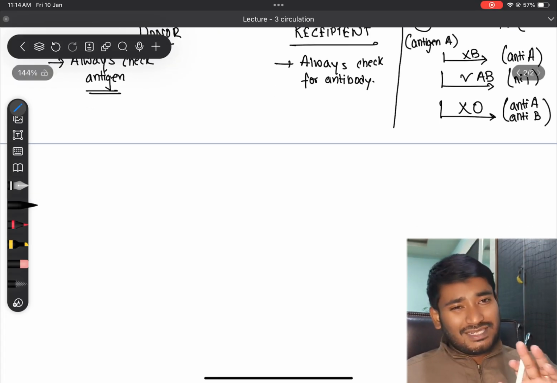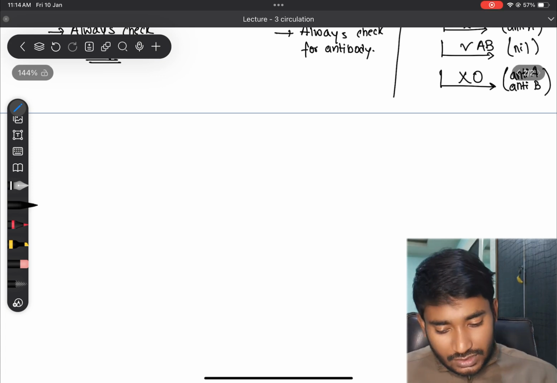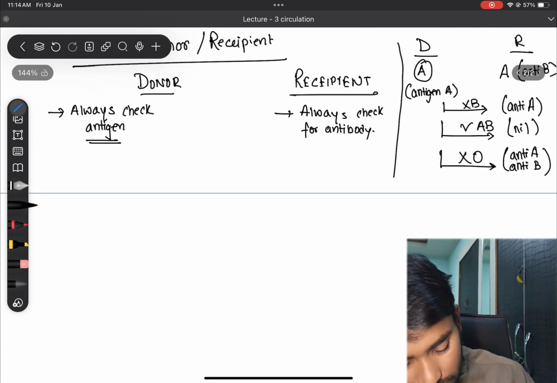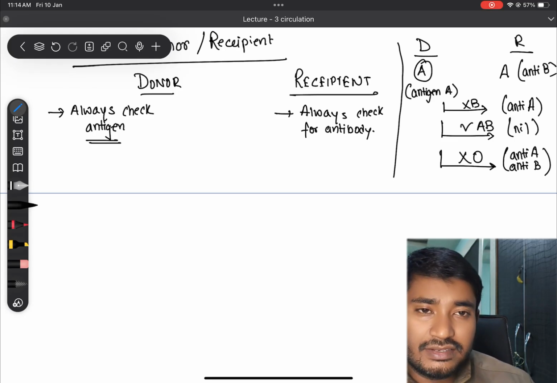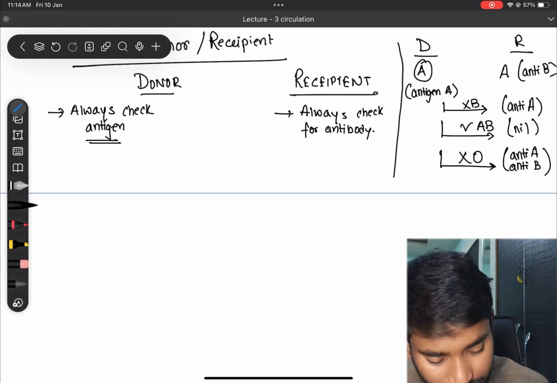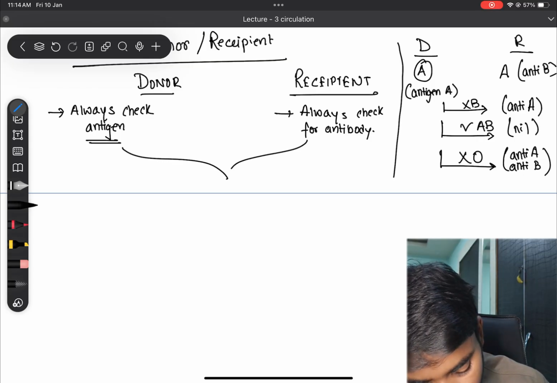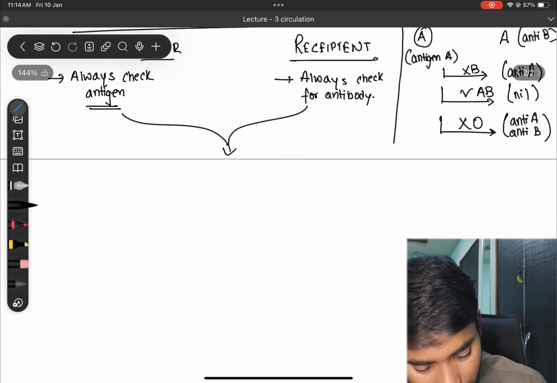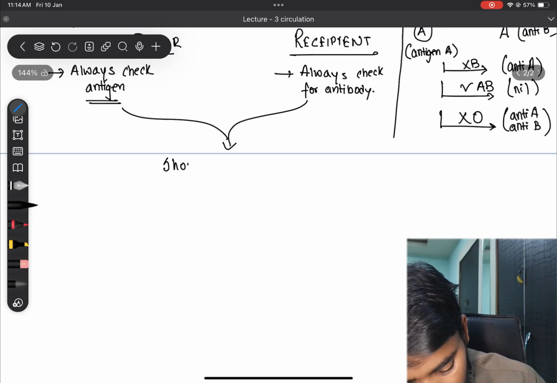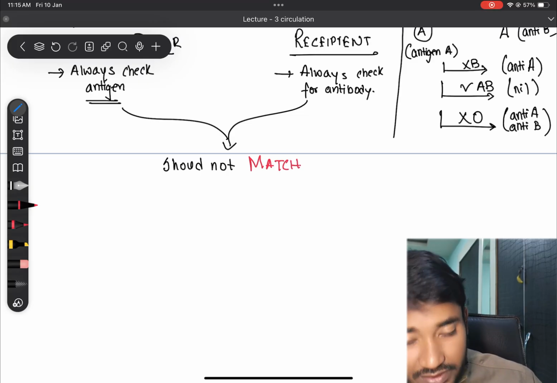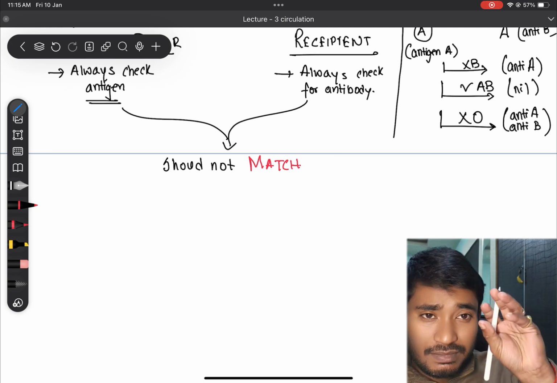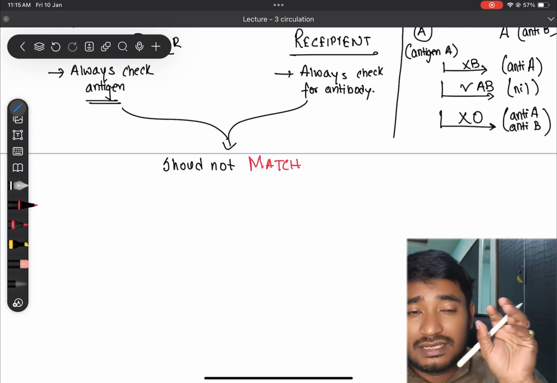Have we got a clear concept? It's a very basic concept. So donor and recipient: always check, donor for the antigen and the recipient for the antibody. Okay, now it should not match. If it matches, clumping occurs. Clumping means the blood solidifies.